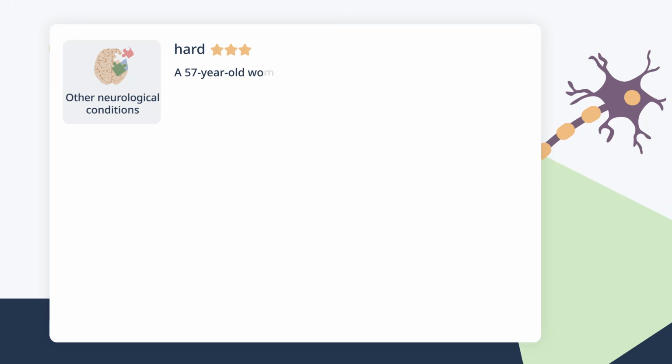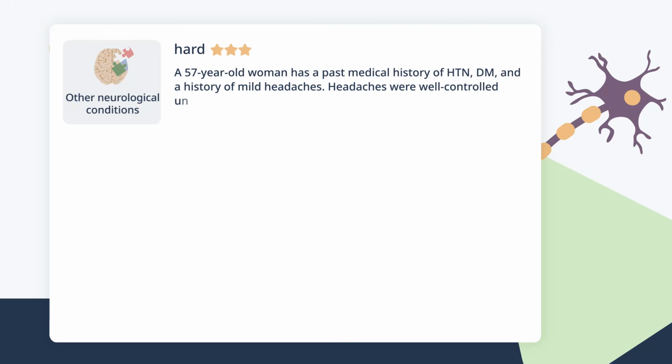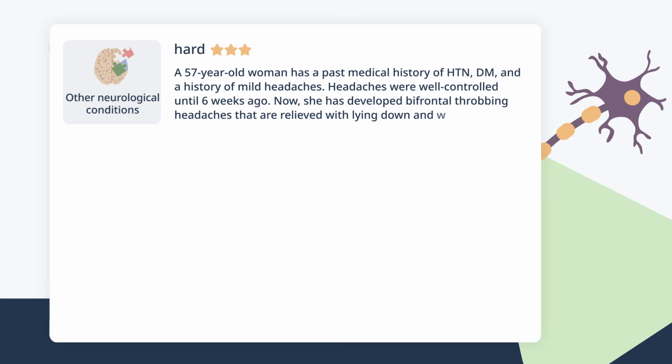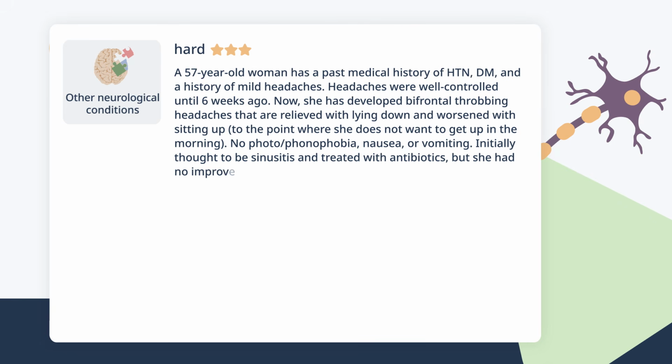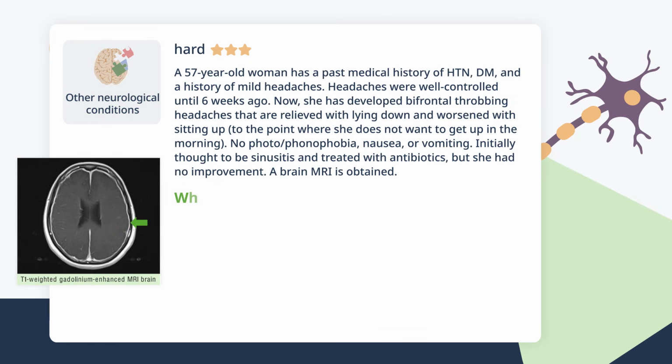A 57-year-old woman has a past medical history of HTN, DM, and a history of mild headaches. Headaches were well controlled until 6 weeks ago. Now, she has developed bifrontal throbbing headaches that are relieved with lying down and worsened with sitting up to the point where she does not want to get up in the morning. No photo or phonophobia, nausea, or vomiting. Initially thought to be sinusitis and treated with antibiotics, but she had no improvement. A brain MRI is obtained. What is the treatment for this headache?